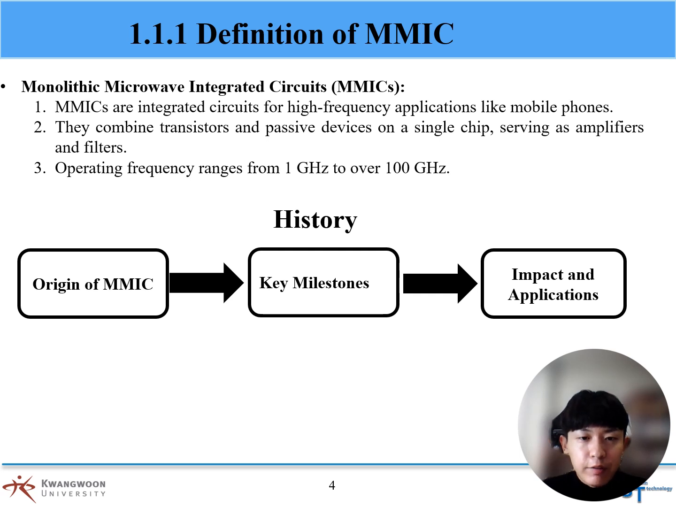First is the definition of MMIC. MMICs are integrated circuits for high-frequency applications like mobile phones. They combine transistors and passive devices on a single chip, serving as amplifiers and filters. They operate in frequency ranges from 1 GHz to over 100 GHz.